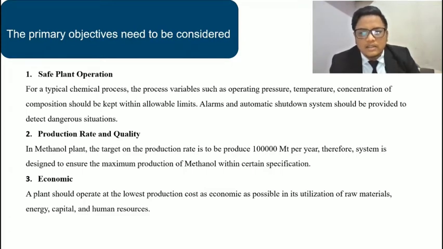Next, second is production rate and quality. In the methanol plant, the target on the production rate is to produce 100,000 metric tons per year.